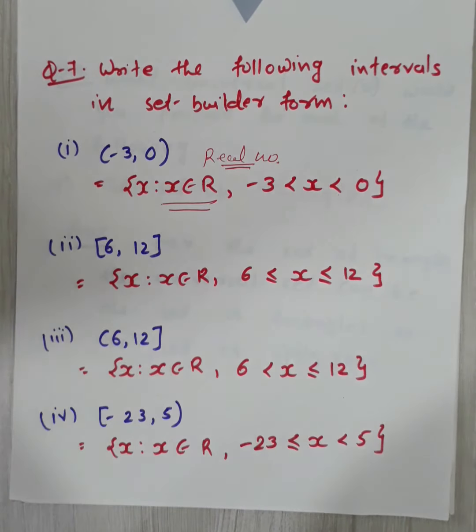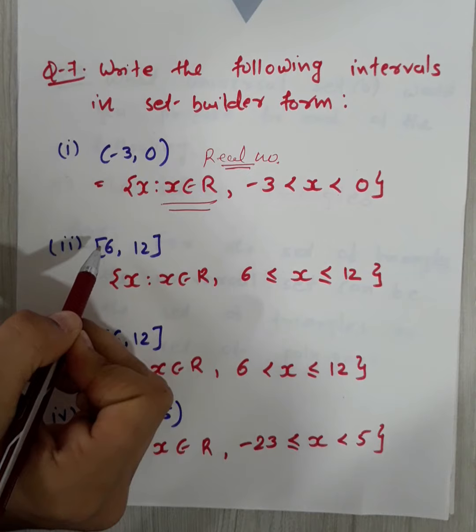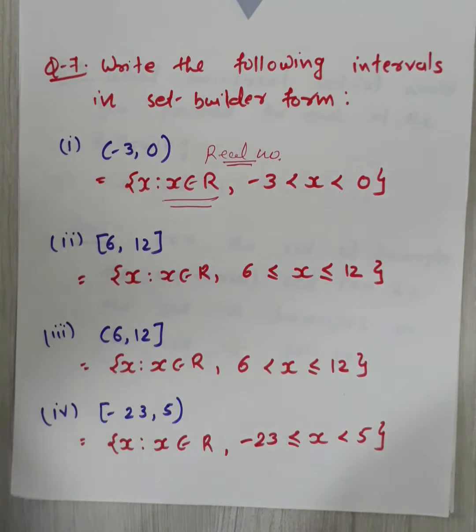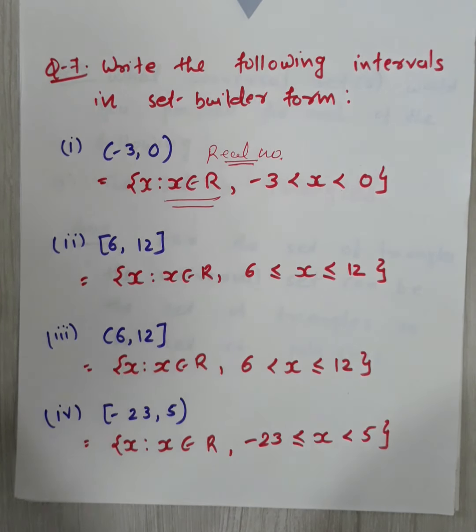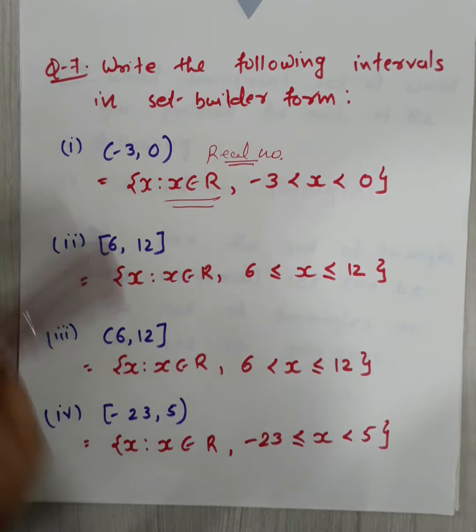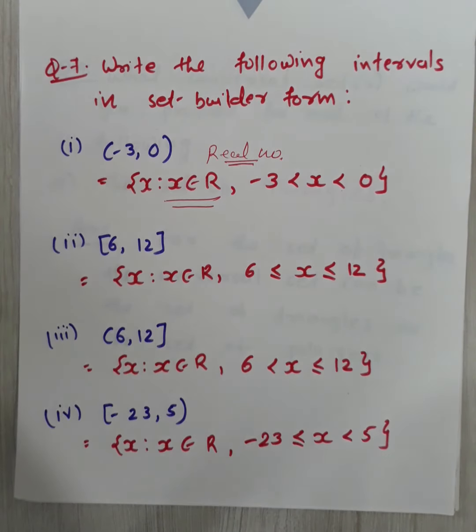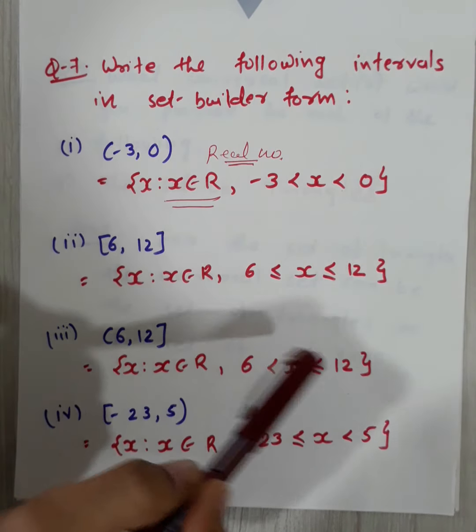Similarly 6, 12. Now both square brackets are there, so you have to write for all x such that x belongs to R, 6 is less than or equal to x less than or equal to 12. Both square brackets are there, that's why. Now 6, 12 again, but see the difference between the brackets. This is a parenthesis and this is a square bracket. So you have to write 6 less than x less than or equal to 12.